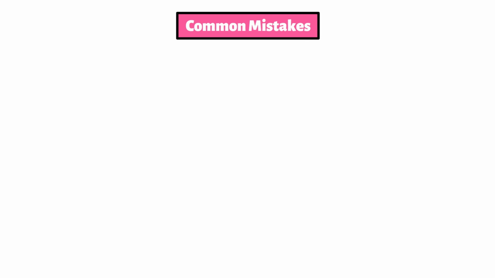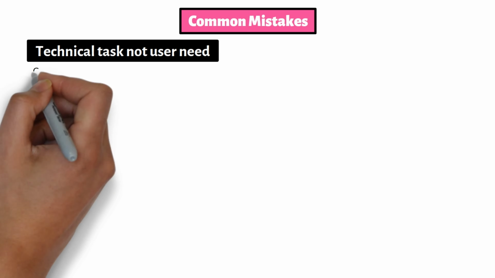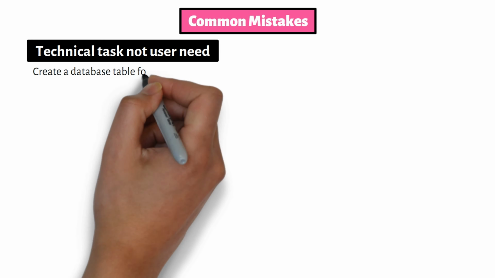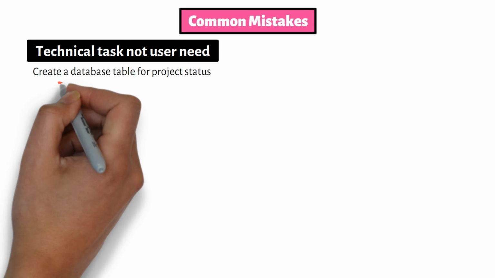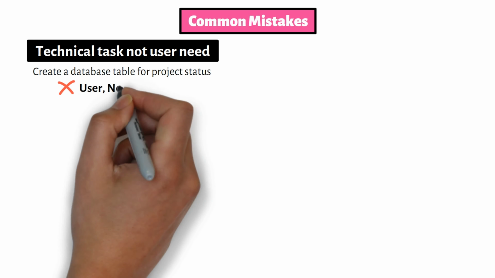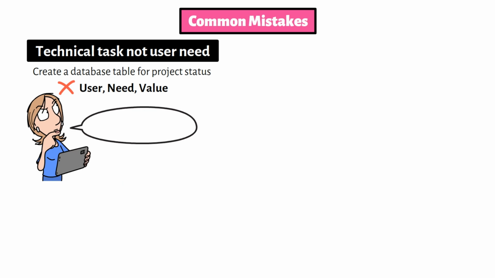Now let's look at some common mistakes. One mistake is writing the story as a technical task instead of a user need. For example, create a database table for project status. That may be a valid technical task, but it does not explain the user, the need, or the value. A better user story would focus on what the user is trying to accomplish.